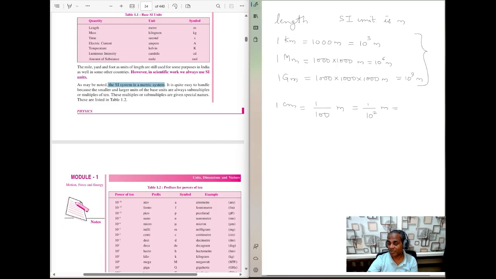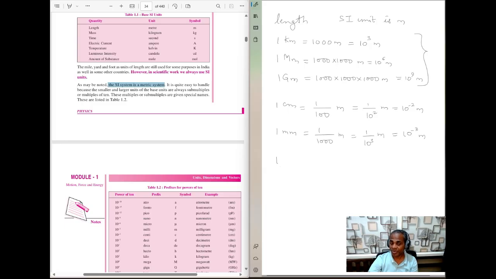And when we have 10 raised to 2 in the denominator, it can be written as 10 raised to minus 2 when it comes to the numerator. Similarly, we have 1 millimeter is equal to 1 by 1000 of a meter, which can be understood as 10 raised to minus 3 because it is 1 by 10 raised to 3 meters.